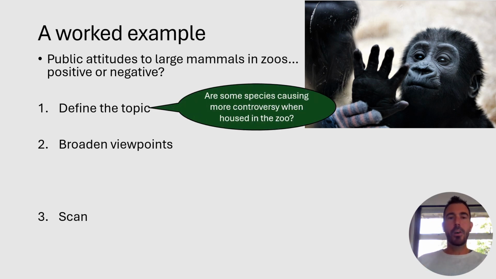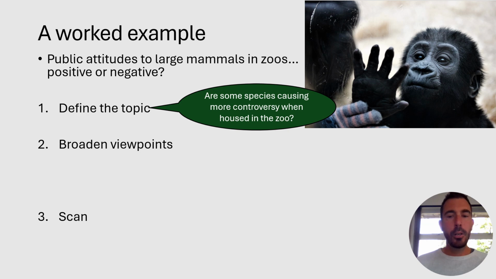So when we define our topic, this is a really big issue, because there are multiple species of large mammal that we house in zoos in many different parts of the world. To define that down and make it more concise, we're going to think about, are some species causing more controversy when they are housed in the zoo? What species are controversial and why?